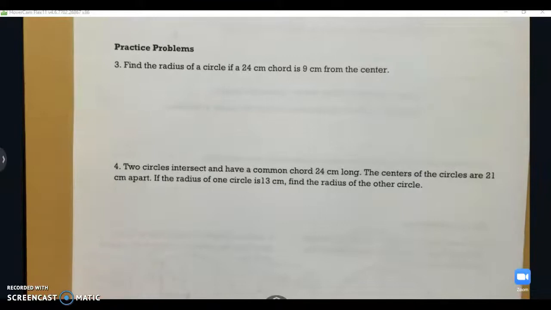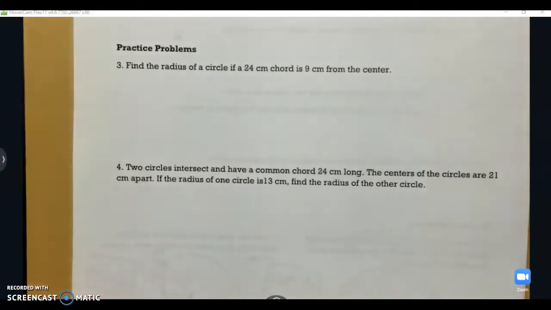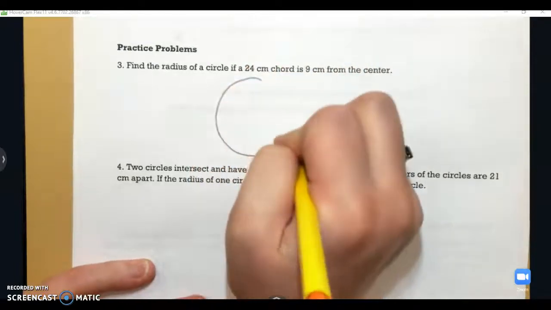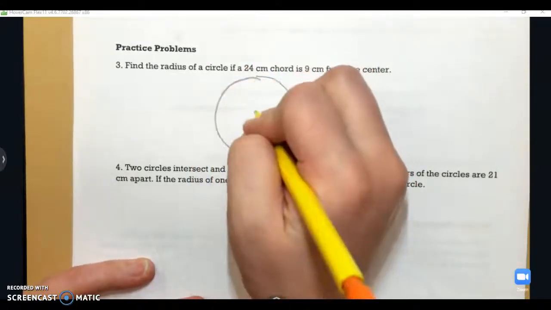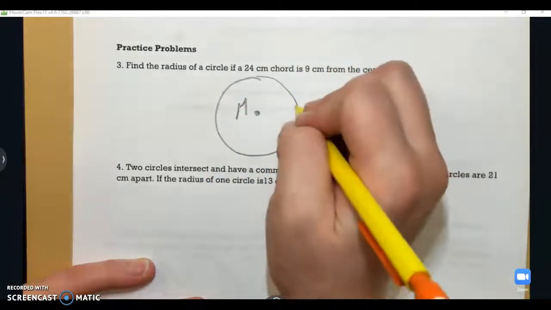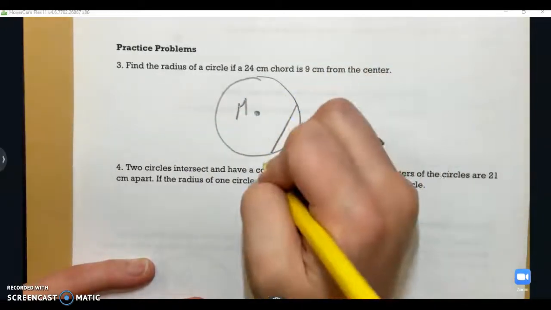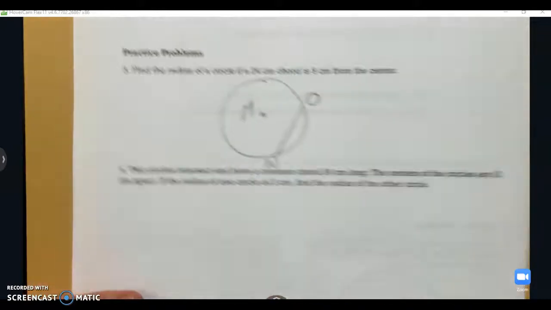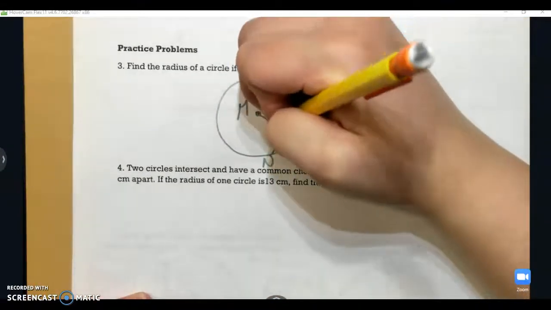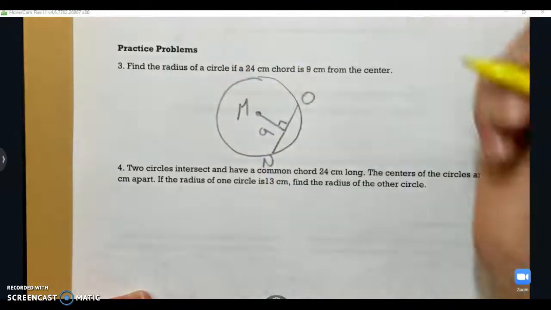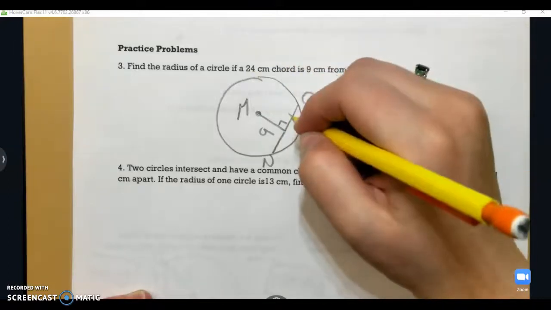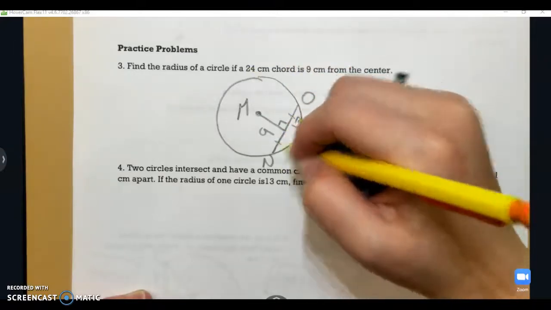Find the radius of a circle if a 24 centimeter chord is 9 centimeters from the center. So again, let's draw our circle, and this time we're looking for the radius. Let's call this circle M. And I'm going to draw in chord NO. So again, we're told that it is 9 centimeters from the center, so that perpendicular distance is the 9, and the chord itself is 24, which means when it's bisected, each of these is 12.